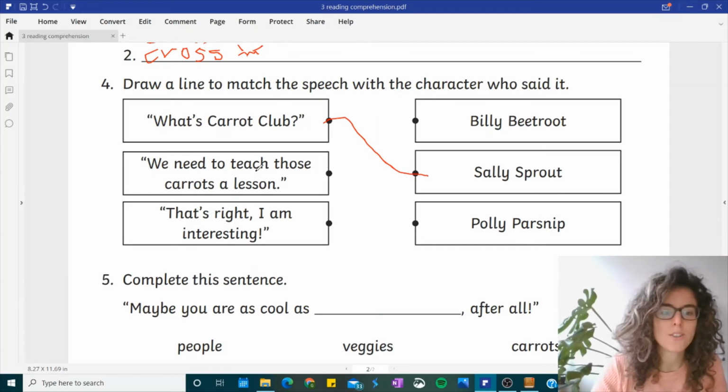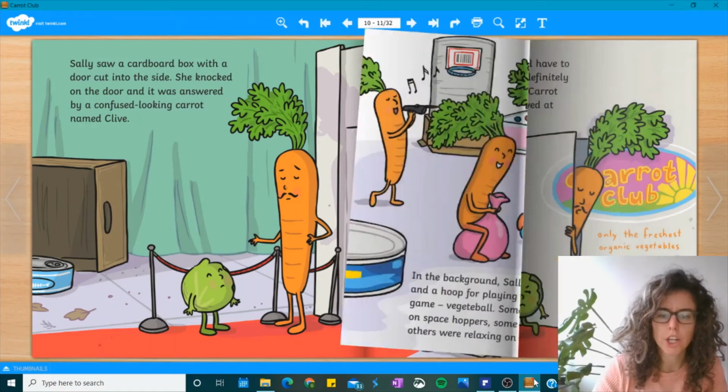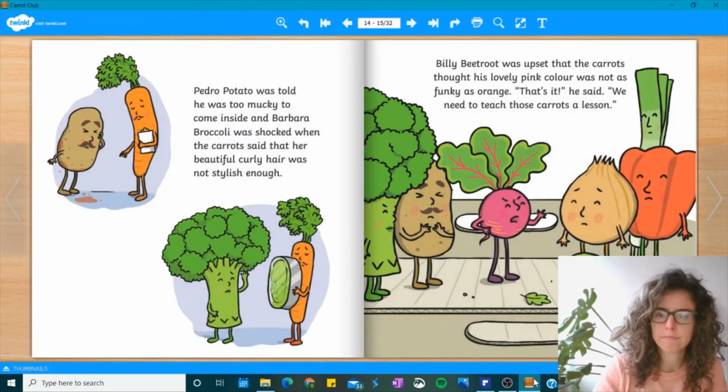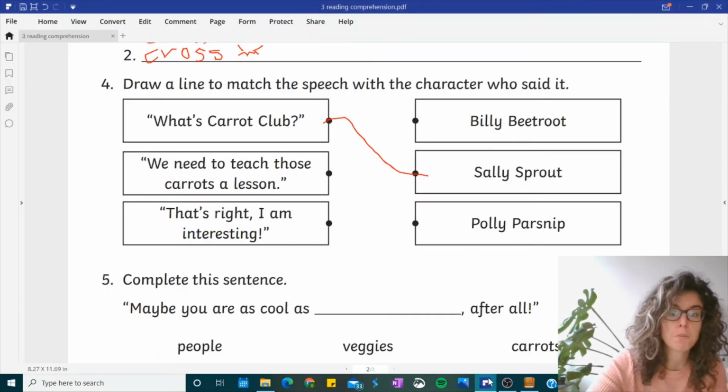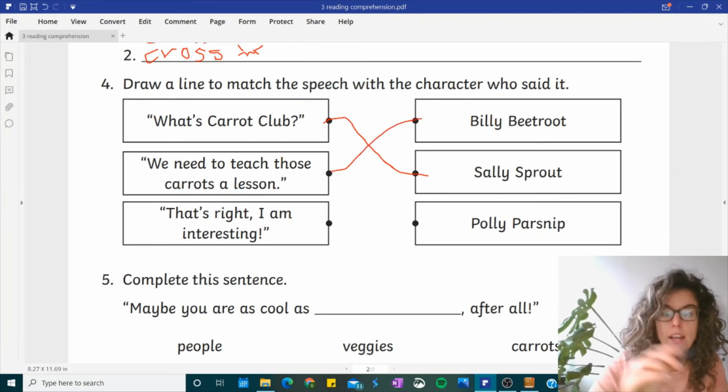Okay, we need to teach those carrots a lesson. Who says that? Is it Polly Parsnip or Billy Beetroot? I don't remember. Let's check. Here it is. Billy Beetroot was upset that the carrots thought his lovely pink color was not as funky as orange. That's it, he said. We need to teach those carrots a lesson. So, there's our evidence, which means that this one connects to that.